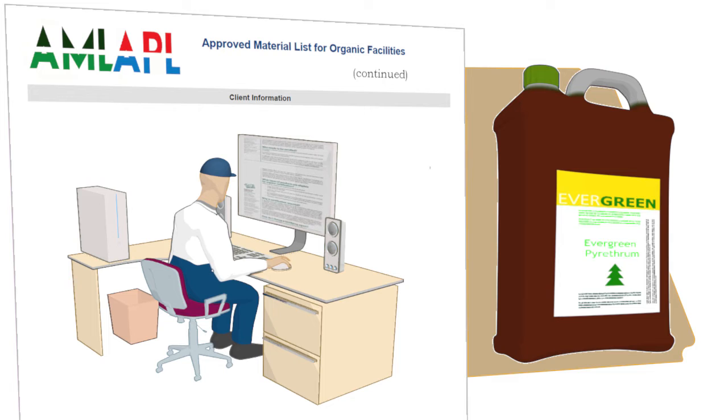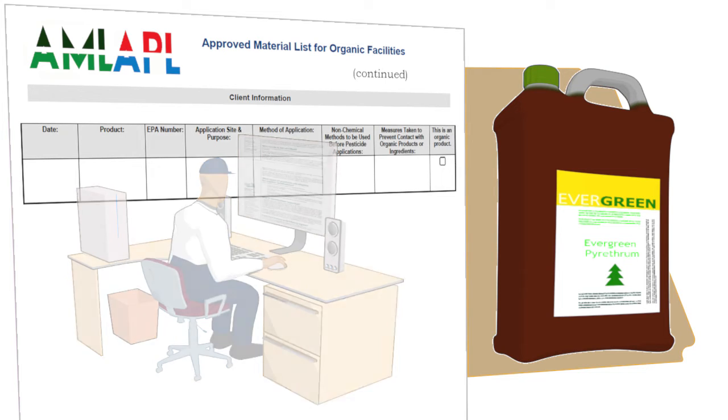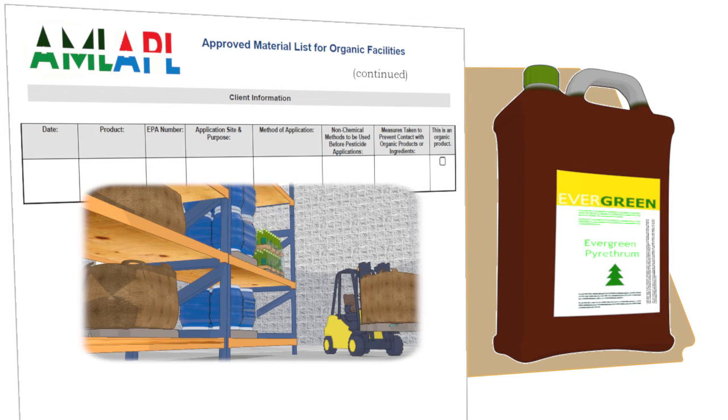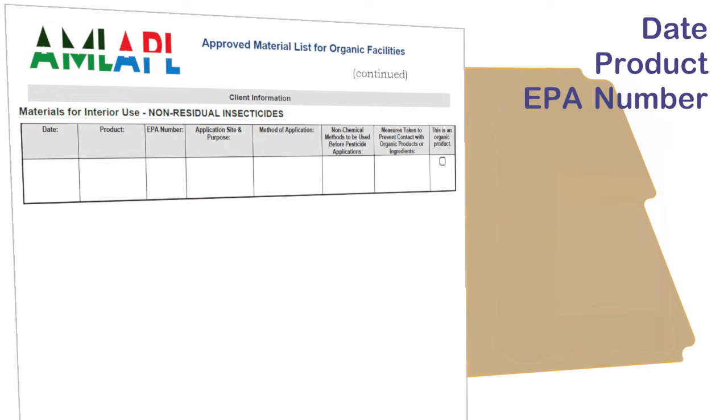This chemical will be new to the location, so after getting client approval, the technician will add it to the AML before use. Since this chemical will be used only some of the time, and exclusively inside the client's facility, the new entry is for an interior, non-residual insecticide. Most of the dates listed in the AML or APL represent the time that the form was originally drafted.